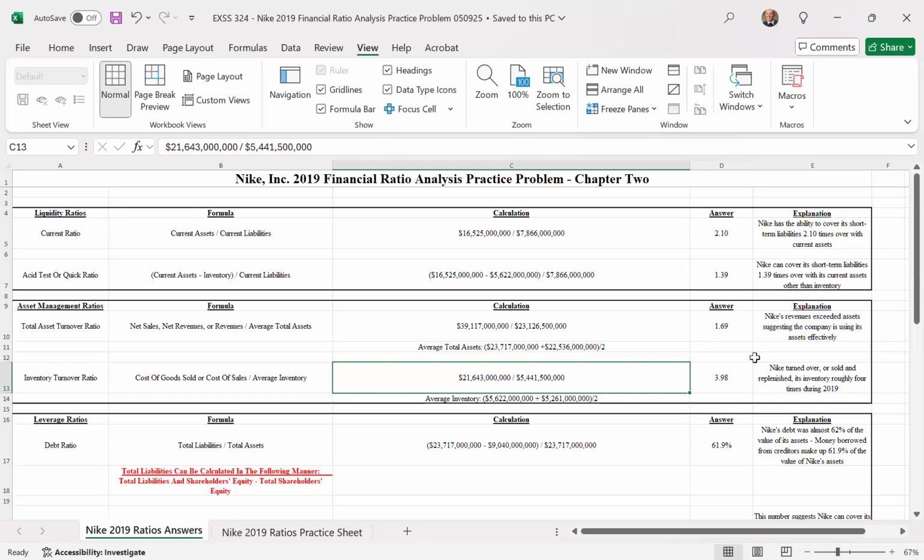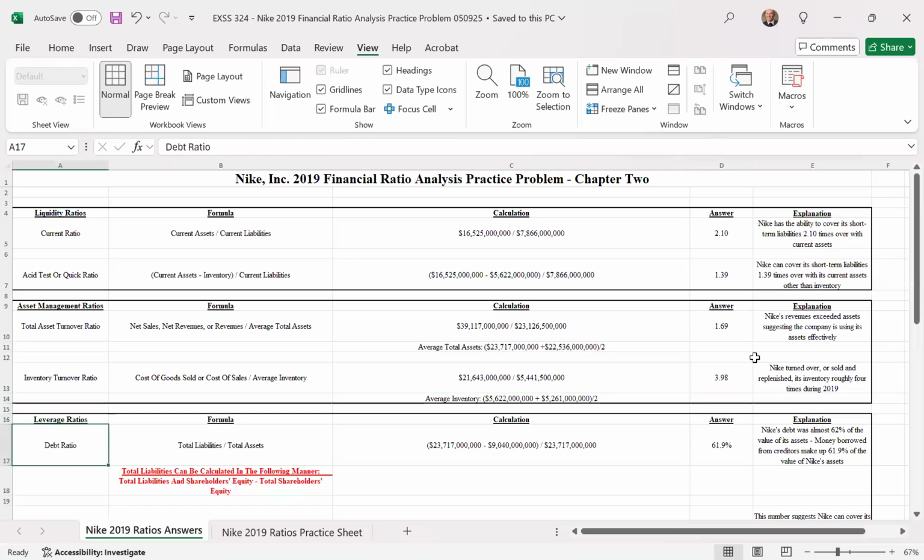21,643,000,000 divided by 5,441,500,000, and we get 3.98. Nike turned over, sold, or replenished its inventory roughly 4 times during 2019. This is where it's important that you have metrics for comparison to the likes of Under Armour and Reebok and other companies, just to get a better idea of where Nike stands.